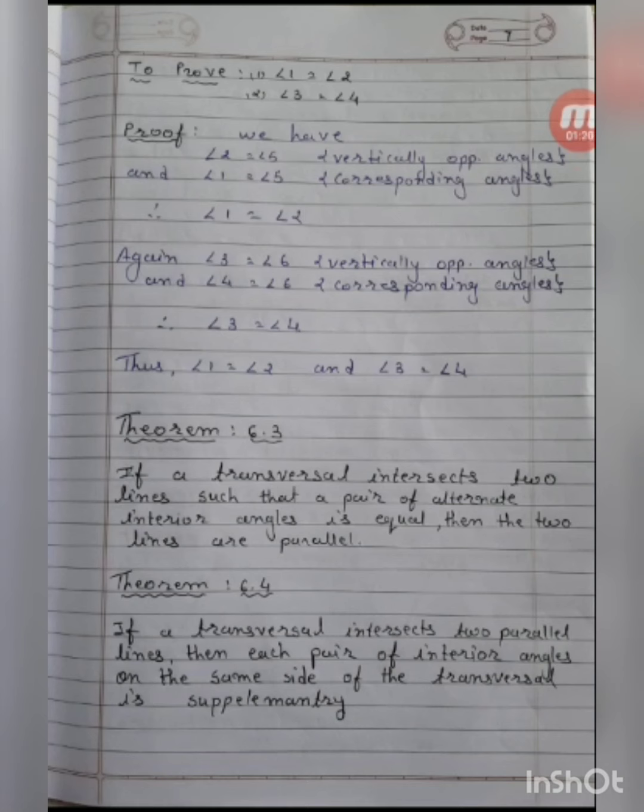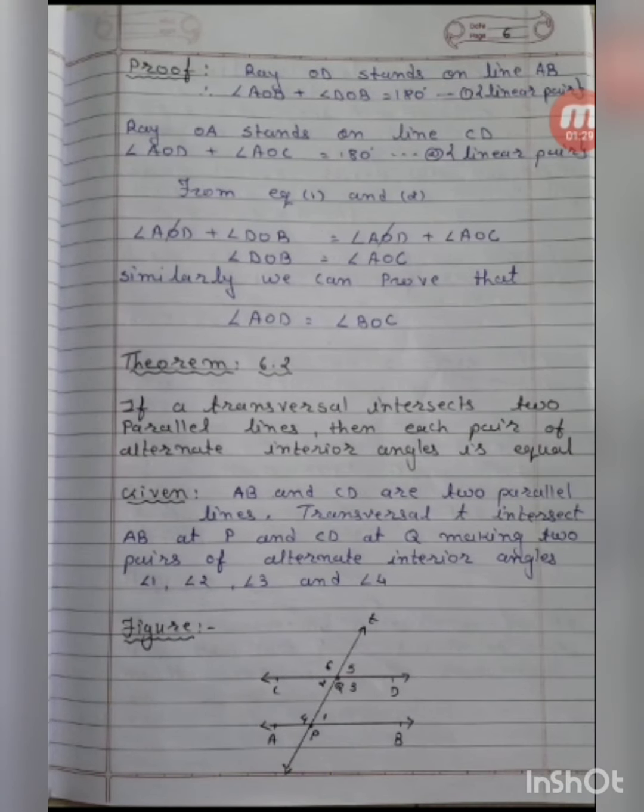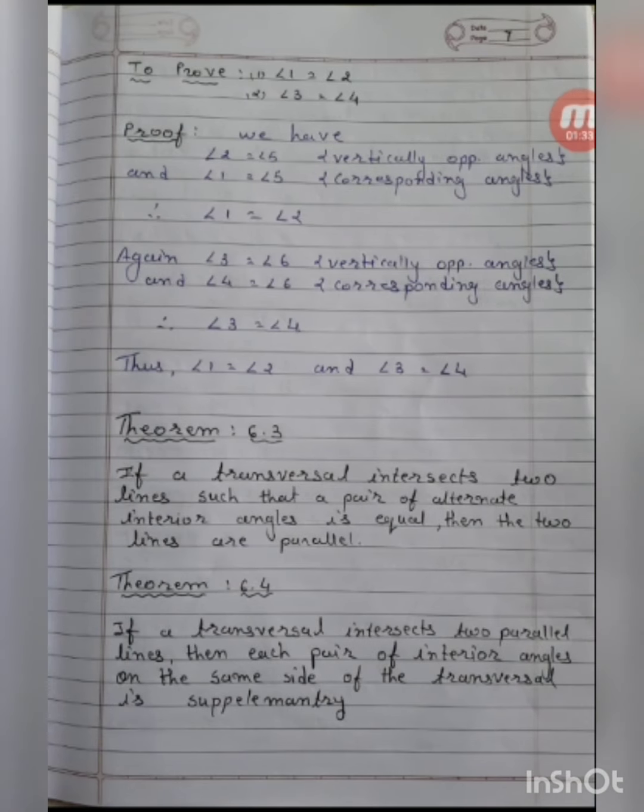Proof. We have angle 2 is equal to angle 5, vertically opposite angles. You can see in the figure, 2 and 5, and 6 and 3 are the vertically opposite angles. Now, angle 1 and angle 5 are corresponding angles, so angle 1 is equal to angle 5. So we can see that both angles are equal to angle 5. So we can write angle 1 is equal to angle 2.